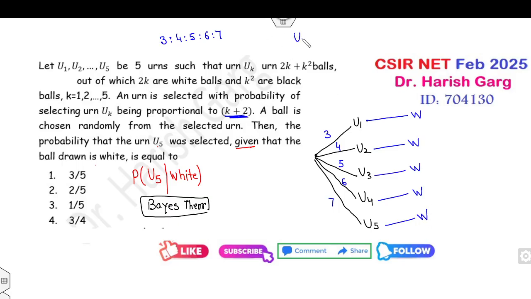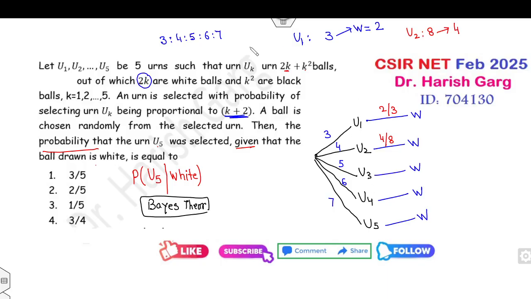So what is U1? How many balls do you have in U1? U1 has three balls. Out of them, how many white balls are there? 2, so 2 white balls. So the probability is 2 over 3, because your target is to find the white ball. What is U2? For U2, k is equal to 2, so 4 plus 4, 8 total balls, out of which 4 are white balls. So the probability is 4 over 8.